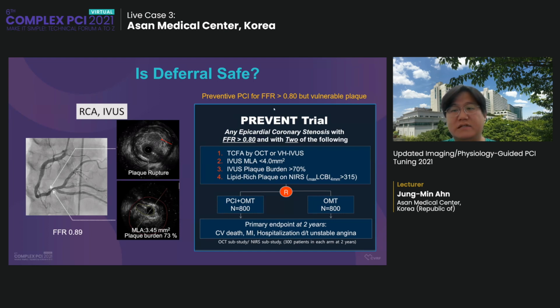So to answer this question, we planned the PREVENT trial. We finished patient enrollment, 1,600 patients, this year. So we plan to present the primary report 2 years later, at ACC 2023. The PREVENT trial will answer the most important clinical questions in the clinical imaging and physiology setting.